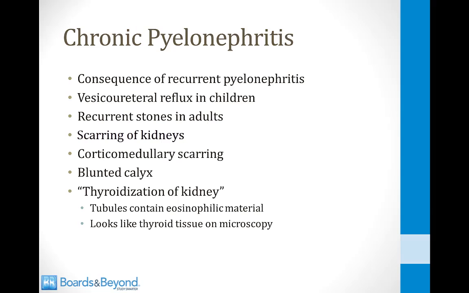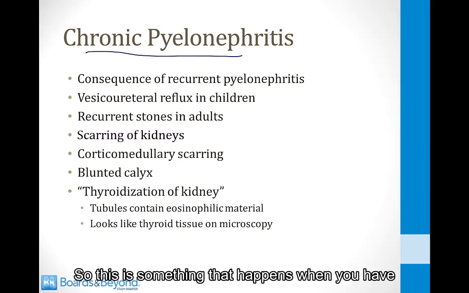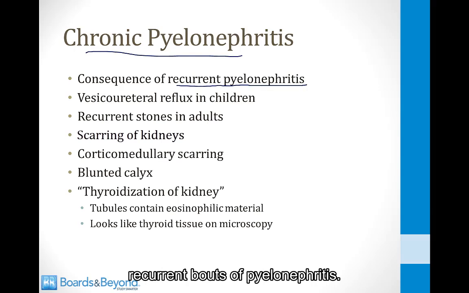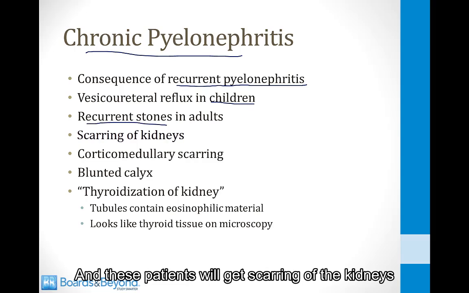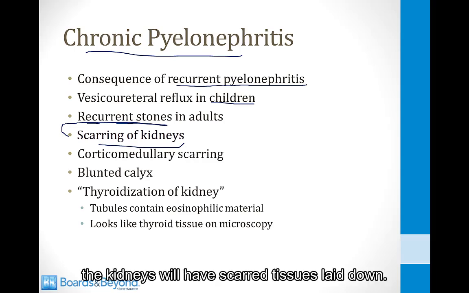The last thing I'll discuss is chronic pyelonephritis. So this is something that happens when you have recurrent bouts of pyelonephritis. Usually it occurs in children who have vesicoureteral reflux, and it can also occur in adults who have recurrent kidney stones. And these patients will get scarring of the kidneys. So the corticomedullary area of the kidneys will have scar tissue laid down.